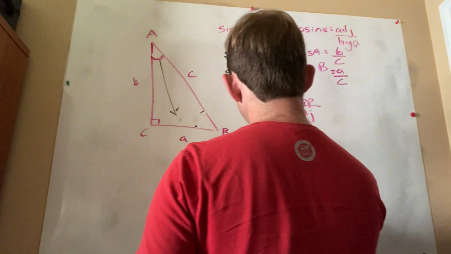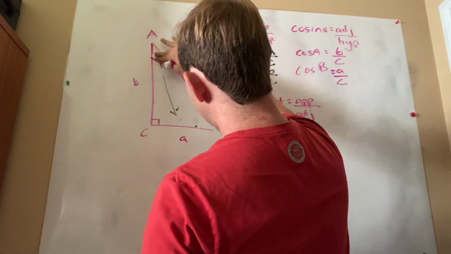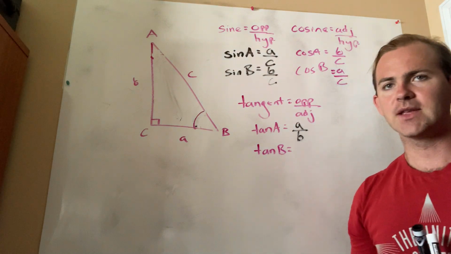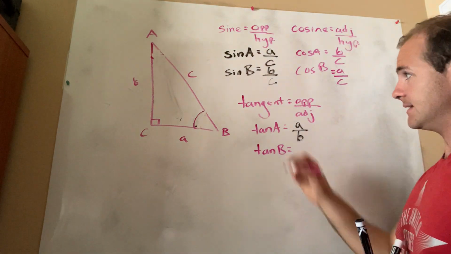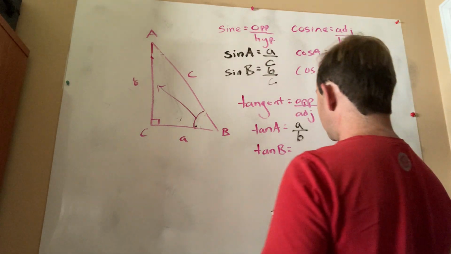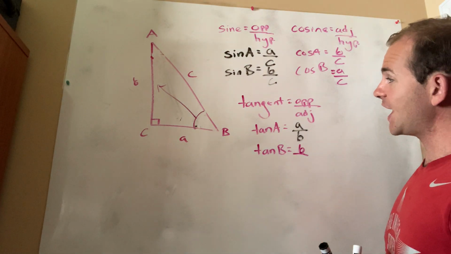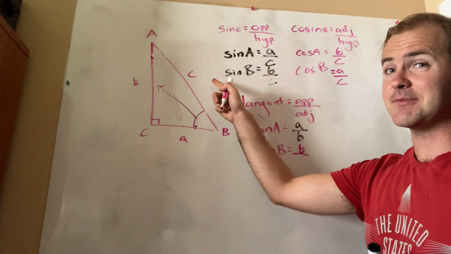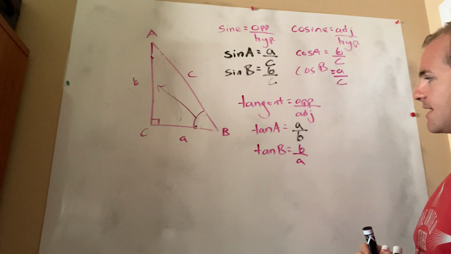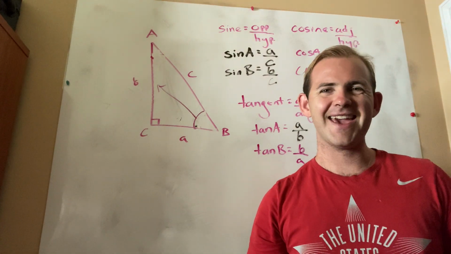Similarly, if I try to do the tangent of B, let's switch our perspective for a second. Which one is opposite? Which one's right across from angle B? That would be little b, right? And which one is right next to it? Which one's adjacent? Well, it's not C because C's the hypotenuse, so it's got to be little a. So I could say then that the tangent of B is simply little b over little a.